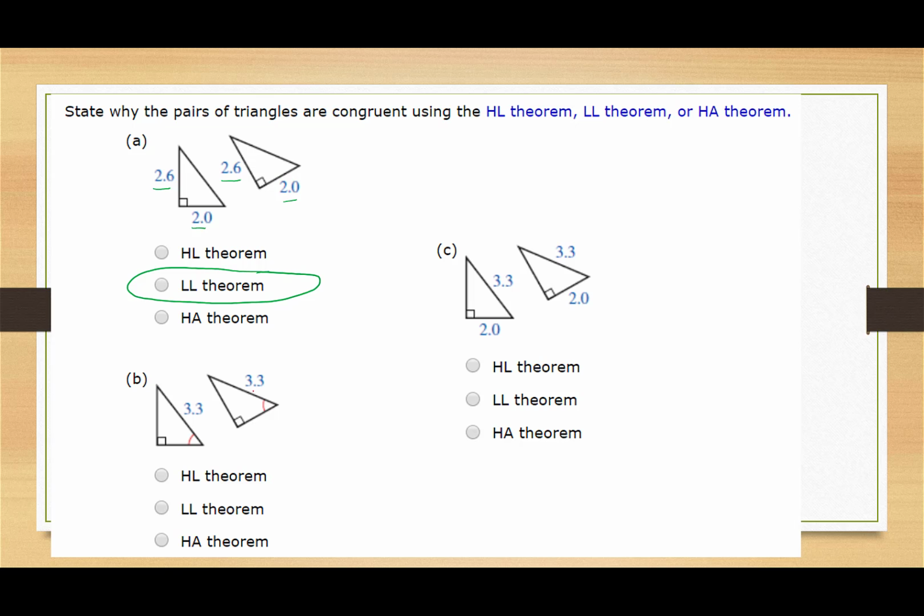B, we know information about the length of the hypotenuse and one angle. And so that's an example of the HA theorem, the hypotenuse angle congruency theorem. This last one, we have congruent hypotenuse lengths, and the shorter side is also congruent. This is an example of the hypotenuse leg theorem, which is the HL theorem.